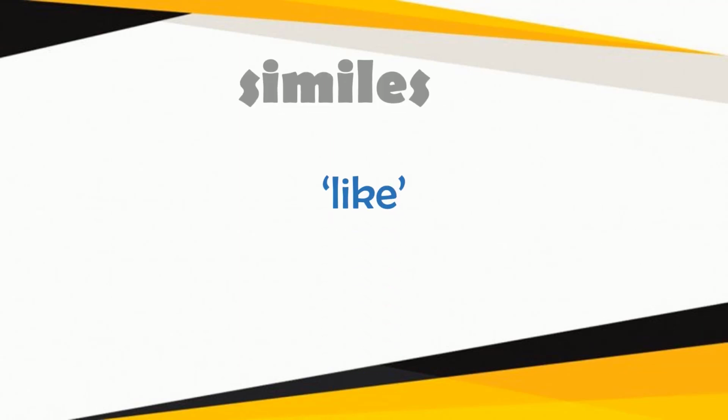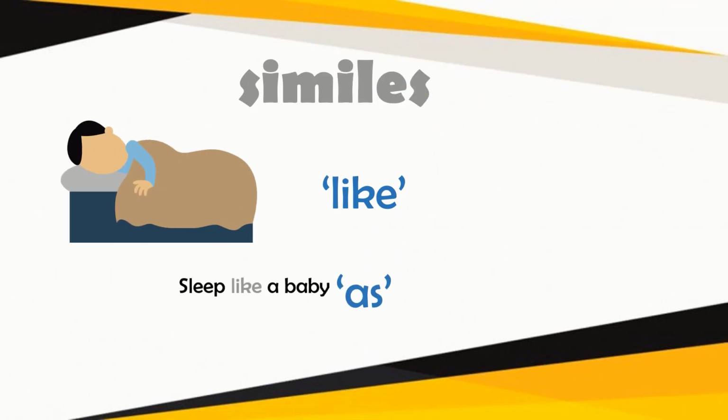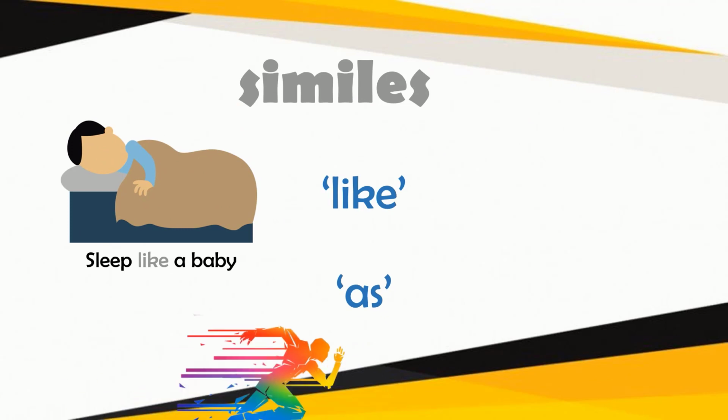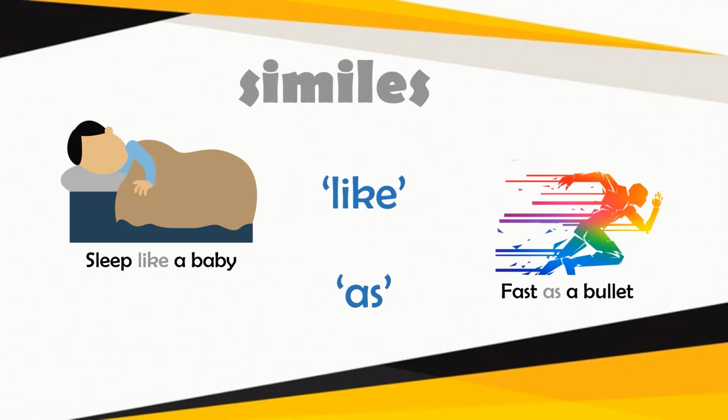That is why we go for using such figurative language, and not only English, they are used in Urdu as well. When we want to talk about similes, a simile is actually comparing two things using as and like. As we can say, sleep like a baby, a very peaceful sleep. Or we can say that the person is fast as a bullet. It means that we want to show that the person is really very fast.